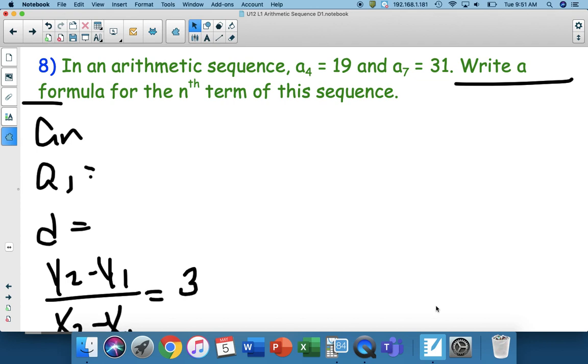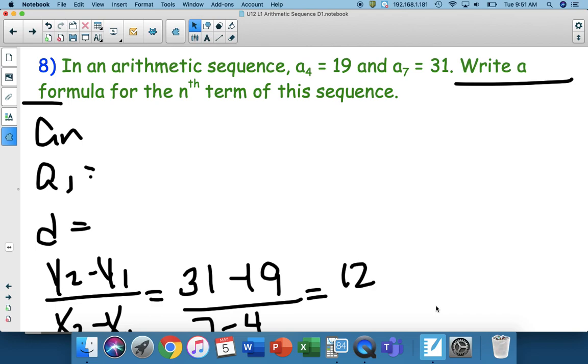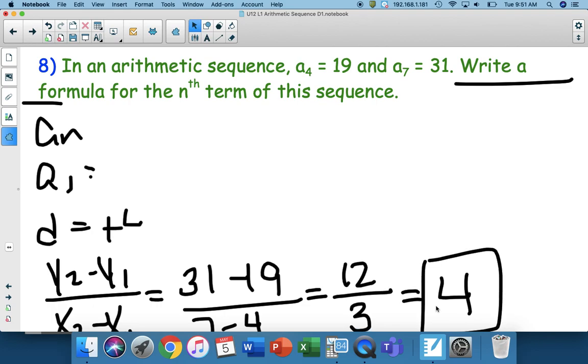So in this case, we have 31 minus 19 over 7 minus 4. All right, so that gives us 31 minus 19 is 12. 7 minus 4 is 3. And 12 divided by 3 is 4. So our common difference is plus 4.